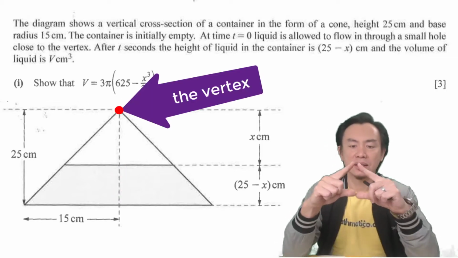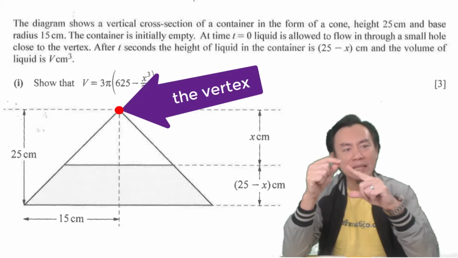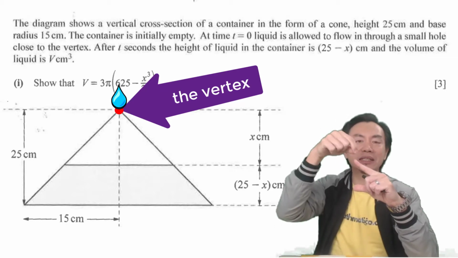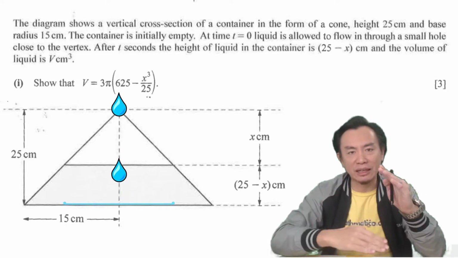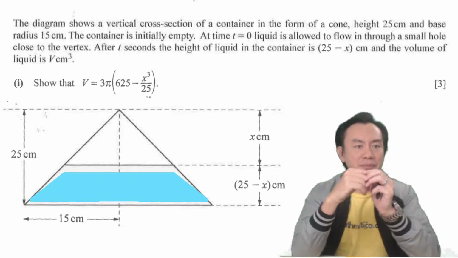Now, the shape is like this, right? Water is flowing in from the vertex. That means it's coming up from the top where the pointed part is. Okay? And the water level, therefore, is rising from the bottom up.